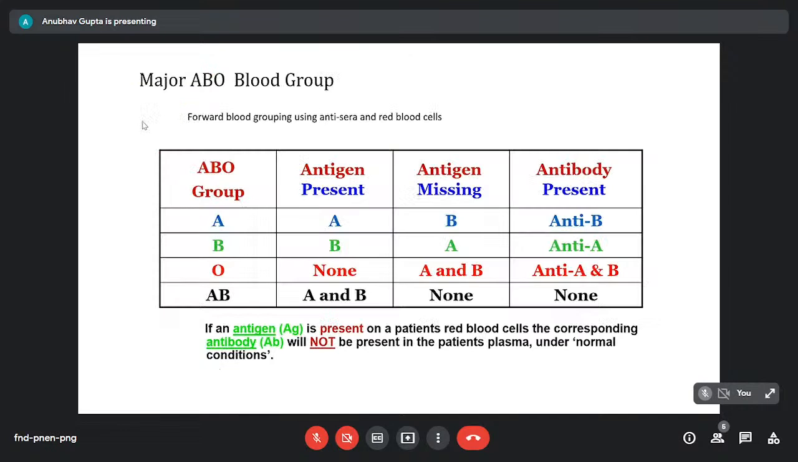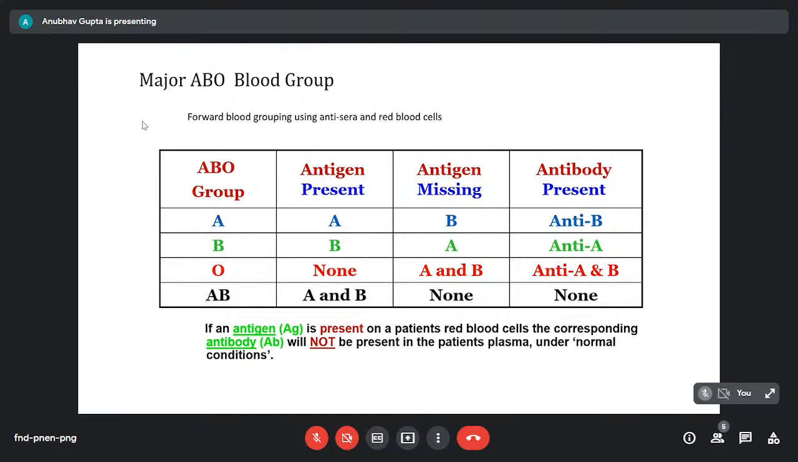So this slide tells about the major blood group system ABO, in which I have depicted the forward blood grouping using the anti-sera and red blood cells. In the ABO blood group, I am having O, A, B, AB. For blood group A, I am having the A antigen present, the missing antigen will be B, and the antibody will be anti-B. For the B blood group, I will be having the B antigen present and anti-A present.